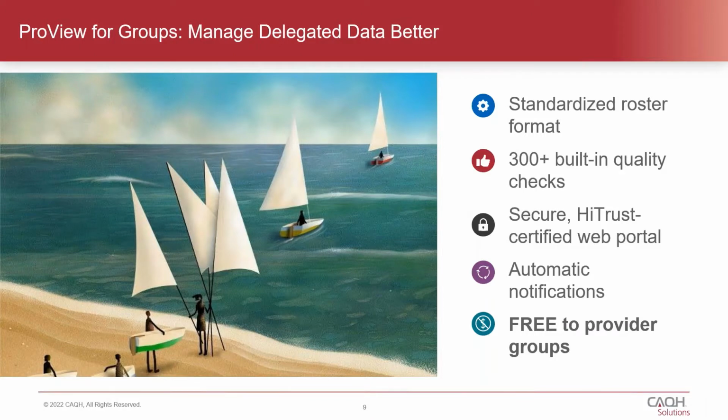CAQH ProView for Groups is an easier, faster, more accurate way to manage your delegated data. With ProView for Groups, you put all of your provider information into one standardized roster format that all participating health plans have agreed to accept. You upload your roster into a secure web portal, which is HITRUST certified, meaning it's HIPAA compliant. And when you upload your roster, the system performs more than 300 quality checks for things like duplicate providers and inaccurate formatting. These checks make sure your data is complete and accurate before you send it so that health plans can process it quickly on the other end.